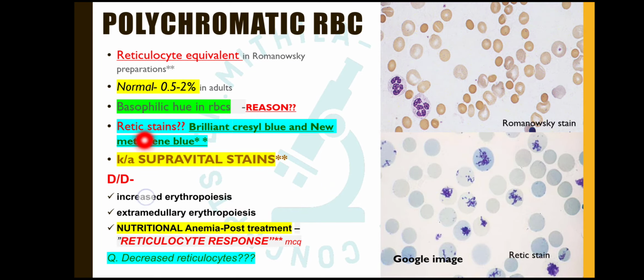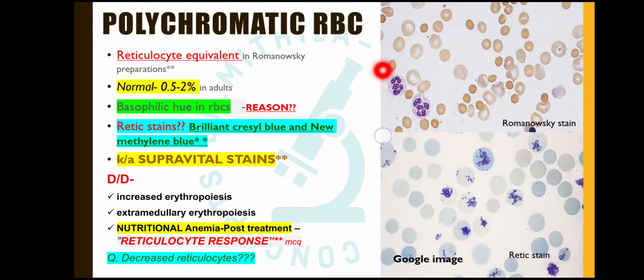But the reticulocytes are demonstrated by the reticulocyte stains, which are also known as supravital stains. These are brilliant cresyl blue and new methylene blue. Again, these two stains are very, very important for the MCQs. And why are they called supravital stains? Because vital means living. So these stains stain the RBCs in the living state.